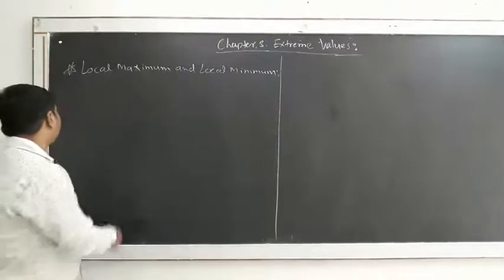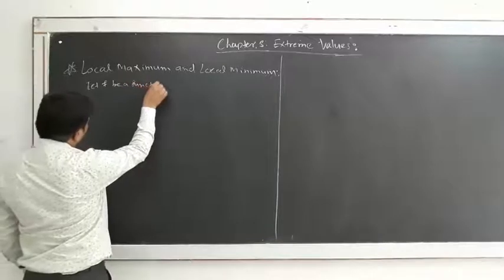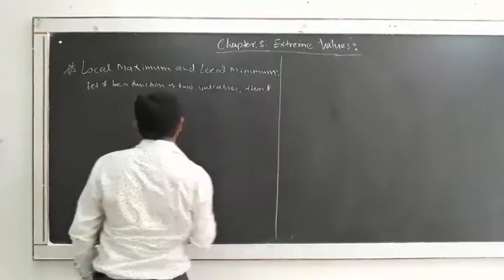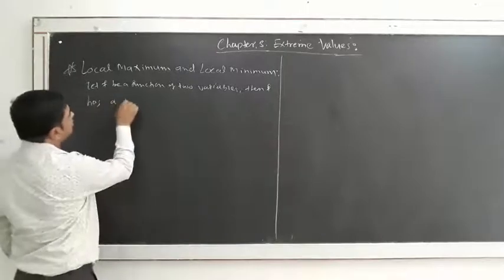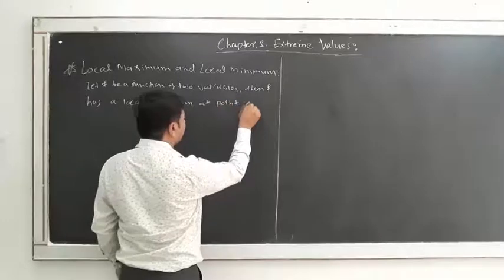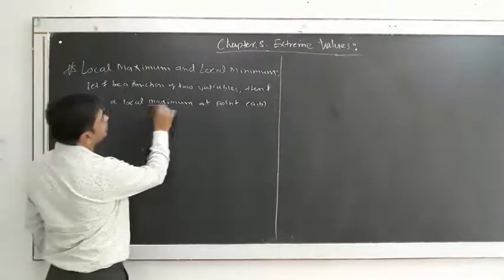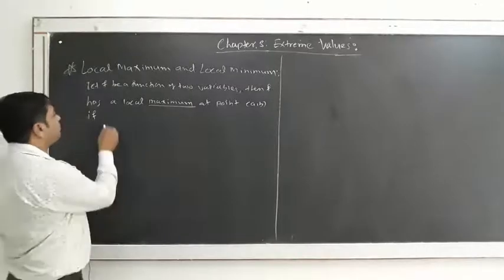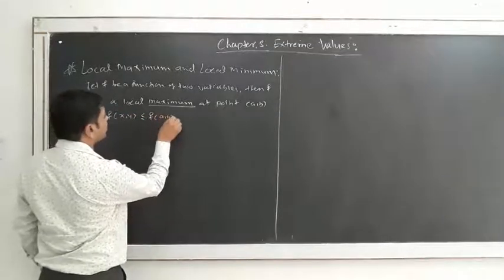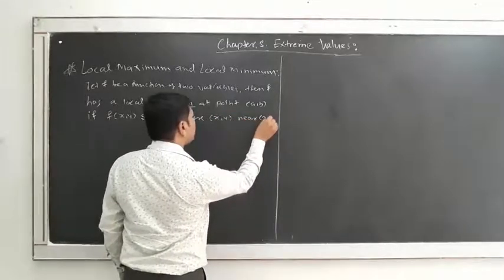So we write some definitions. Let f be a function of two variables, then f has a local maximum at point (a, b) if f(x, y) is less than or equal to f(a, b), where this (x, y) is near the point (a, b).